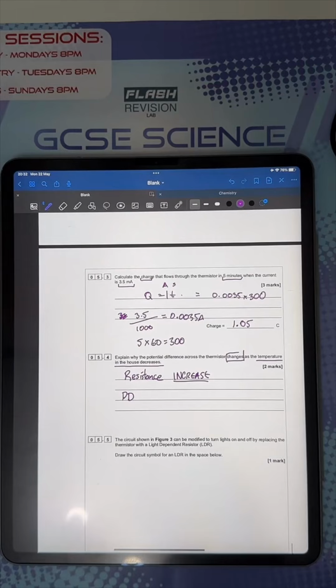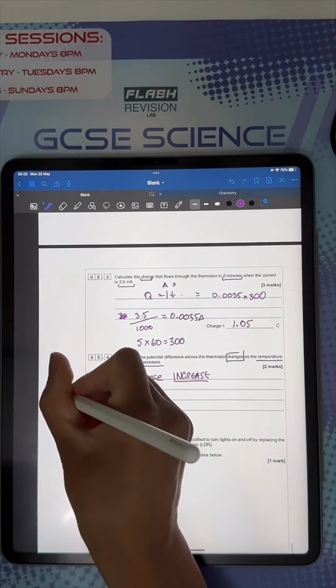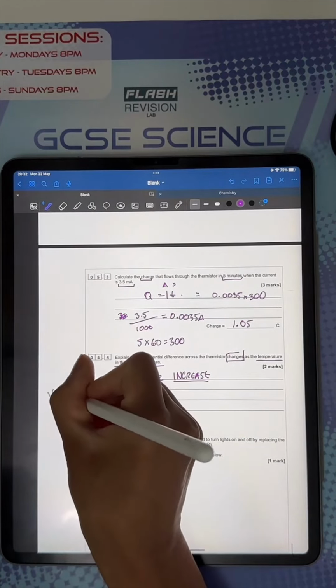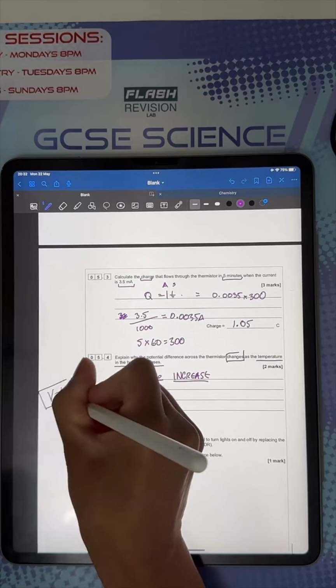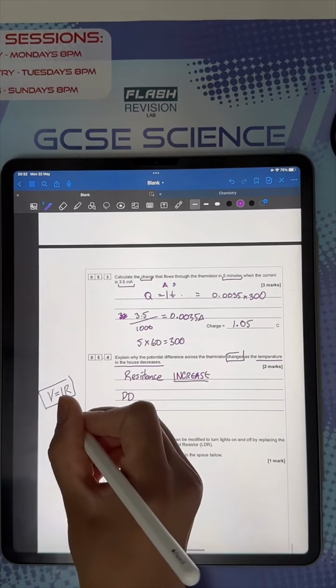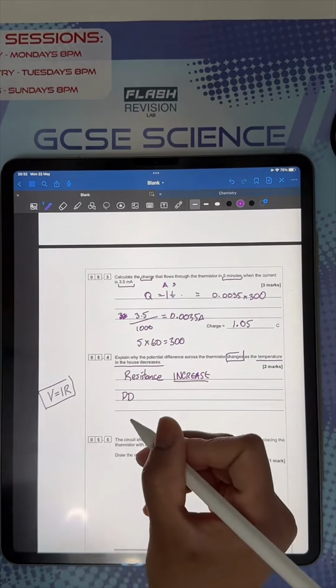Potential difference and resistance, they're not the same thing. You've got to think of this equation. Yes, it will increase. Think of the equation that we used earlier: V equals IR. Potential difference is equal to current times resistance, okay?